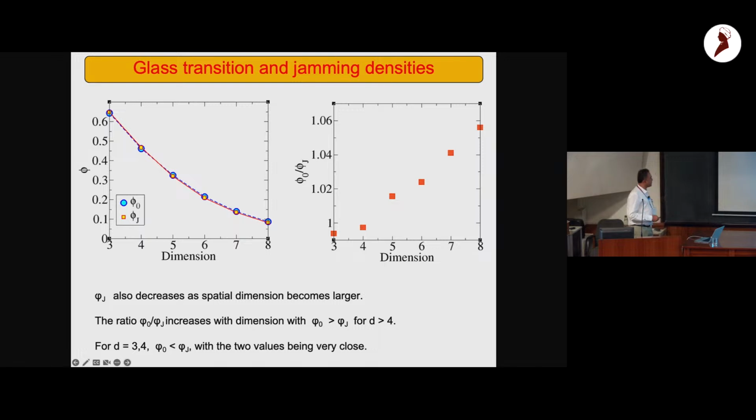Okay, so with that, we can now plot as a function of the spatial dimension the phi naught values and the phi j values. And they don't look very spectacularly different from each other. They're actually very close in all spatial dimensions. But if you look at the ratio of the two, you do see that there is a meaningful change. In 3 dimensions, the phi naught value is a little lower than the phi j value, the jamming density. So the glass transition density is a little lower than the jamming density, but as you increase the spatial dimensionality, it goes up by single-digit percentage values, but there is a systematic change in the relationship between the glass transition and the jamming densities.